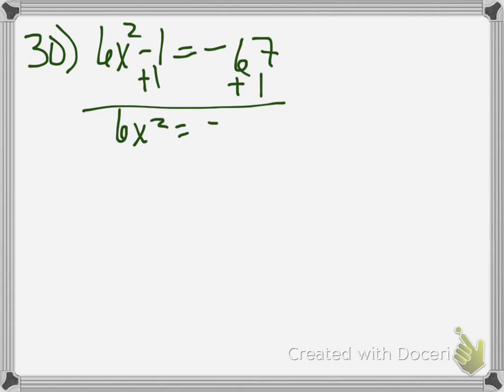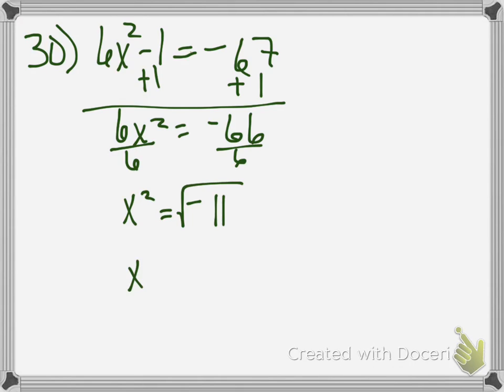Alright, let's look at the next one. Number 30, I'm going to add 1 and then divide by 6. I have no clue why I said divide by 3. And then I will end up with negative 11. Now remember, when you take the square root of negative 11, you get the plus and minus, and the square root of 11. But keep in mind, every single time I have a negative, I will put i. Do not forget the i, and only if there is a negative inside the square root.